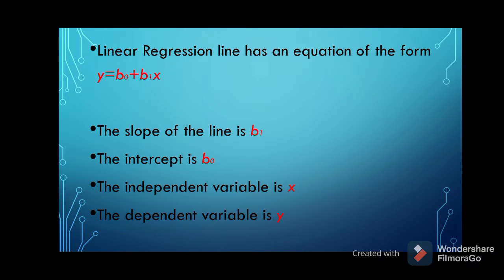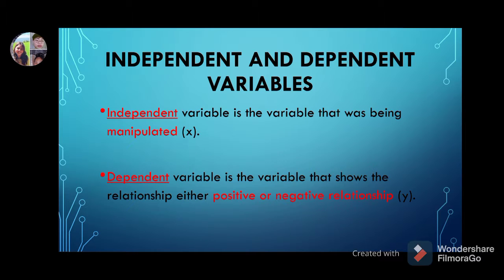The linear regression line has an equation of the form y equals b0 plus b1x. The slope of the line is b1. The intercept is b0. The independent variable is x. The dependent variable is y. Independent and dependent variables: the independent variable is the variable that is being manipulated, x, and the dependent variable is the variable that shows the relationship, either positive or negative, y.